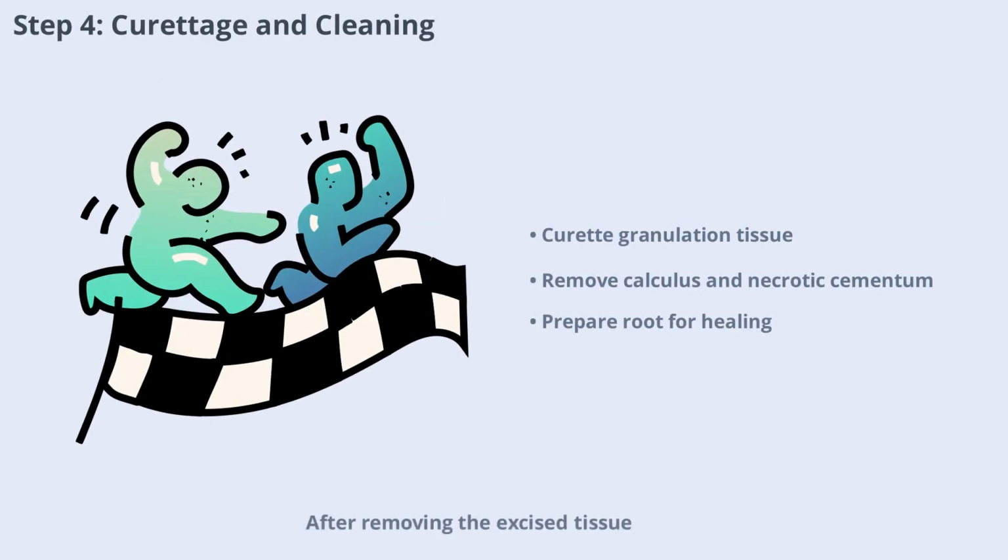After removing the excised tissue, the dentist uses curettes to carefully remove any granulation tissue, calculus, or necrotic cementum from the root surface. The goal is to leave a clean, smooth root that will support healthy gum reattachment and healing. This meticulous cleaning is a critical step in preventing recurrence of periodontal disease and ensuring long-term success.